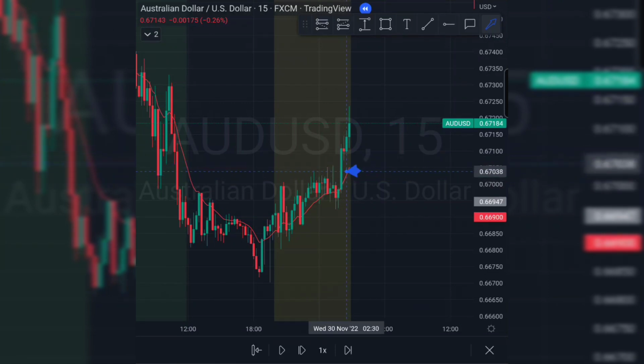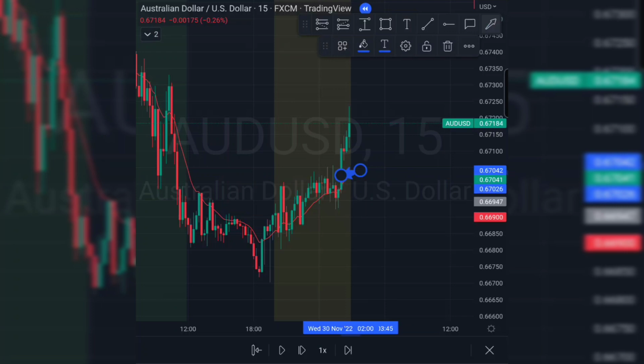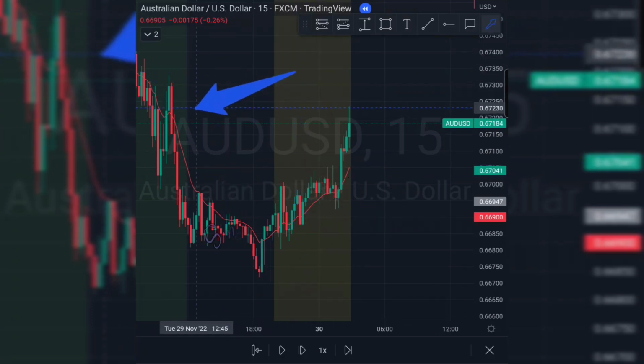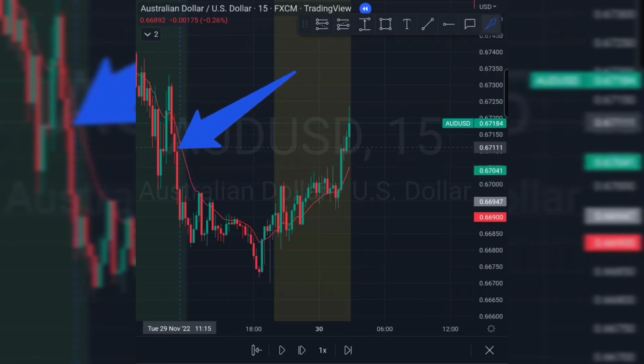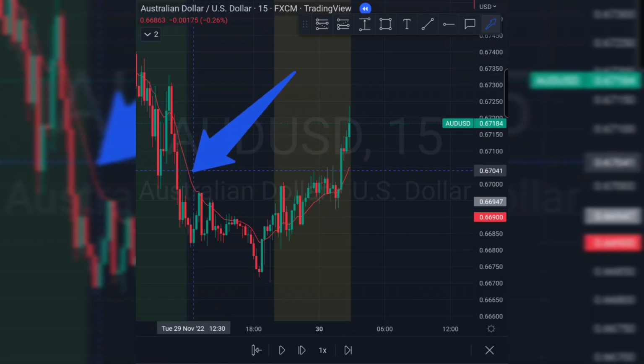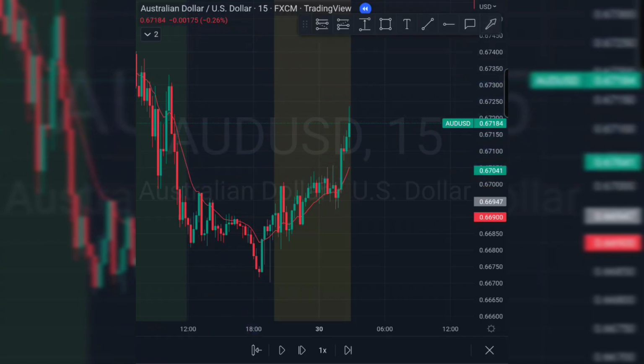So we have to understand what supply and demand is. Supply is aggressive selling, which you can notice anywhere right here. Look how strong these red candles are. Aggressive selling, that's supply. Demand is aggressive buying. Aggressive buying and aggressive selling could be 2 candles. It can be 3, 4 candles. You never really know. You just have to be able to recognize it when you see it.